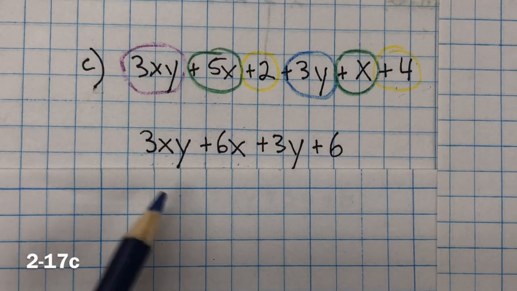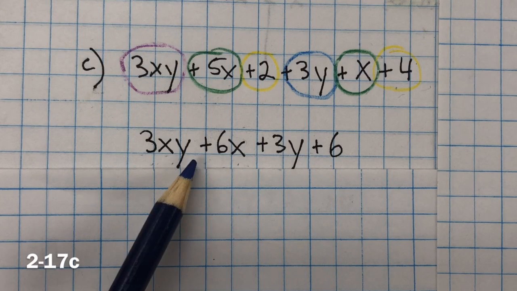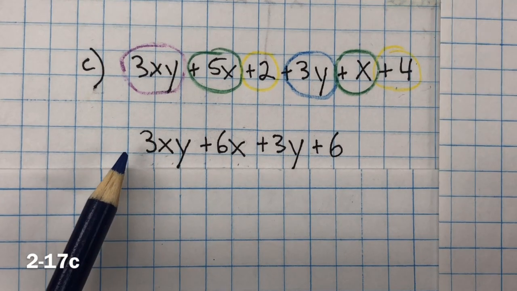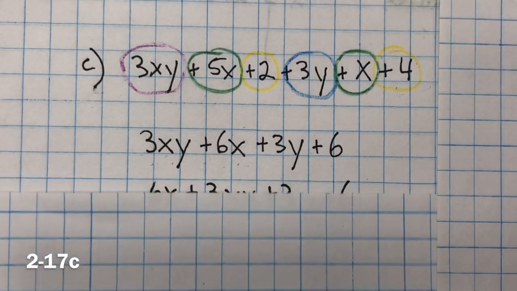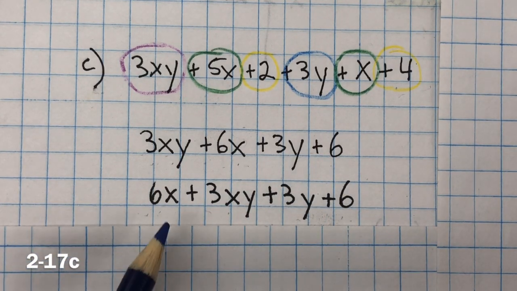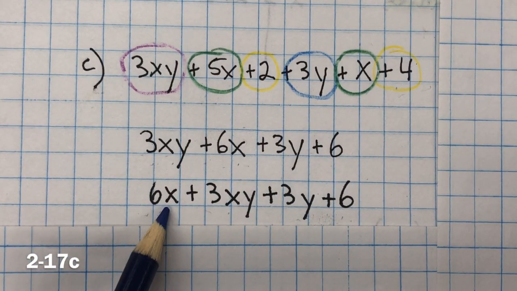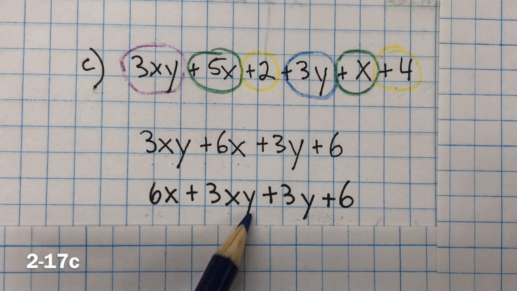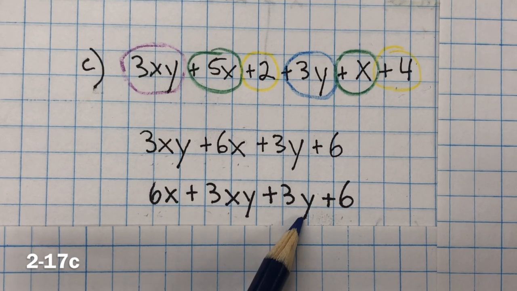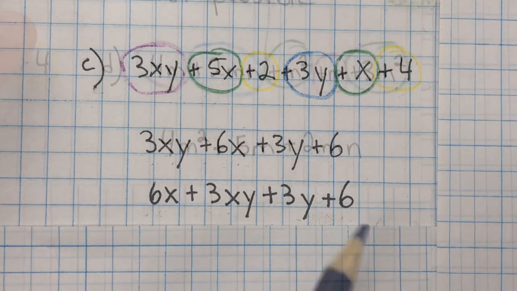Now I'm going to order them in alphabetical order from the greatest exponent to the least. So alphabetical order, 6x, and then we have an xy, then the y's, then the units.